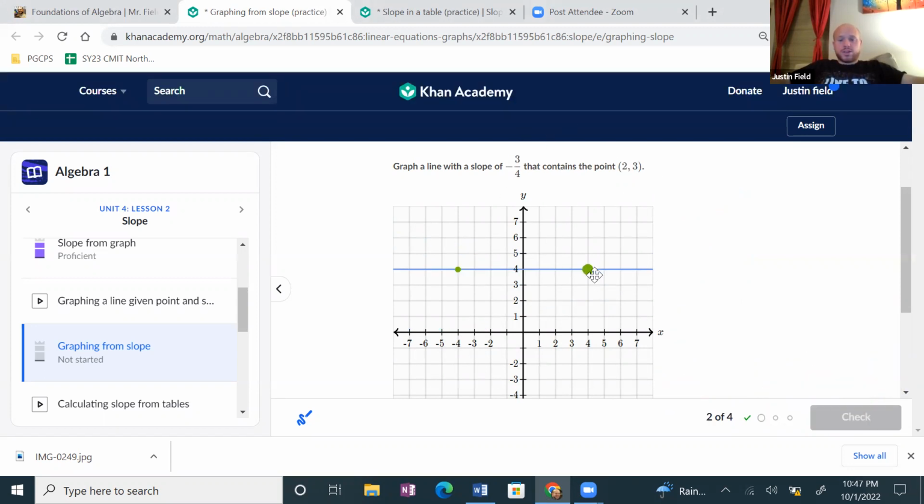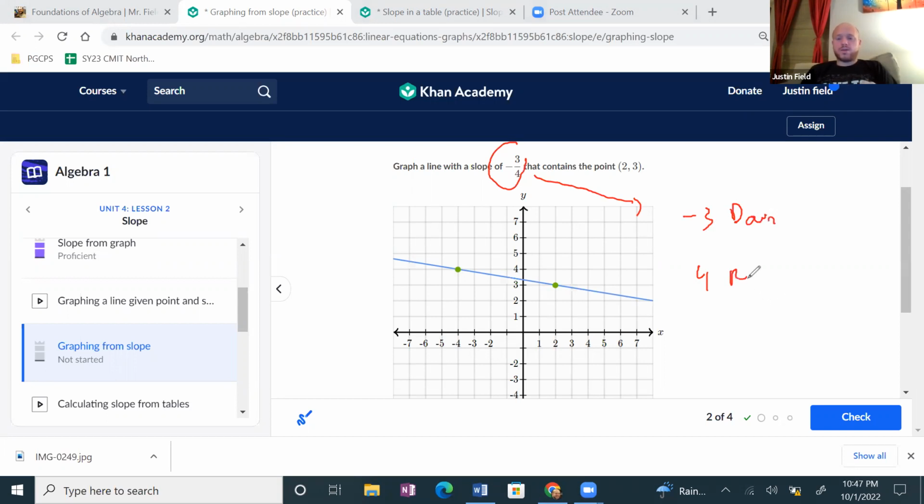So like here, I got the 2, 3. That's my point, and I'm gonna go, oh, the slope is -3/4. Let me show you that. -3/4, right? So this time I would go 3 down and 4 to the right, or I would go 3 up and 4 to the left. The mistake people make is going 3 down and 4 left. Don't do that because that would be a positive slope.